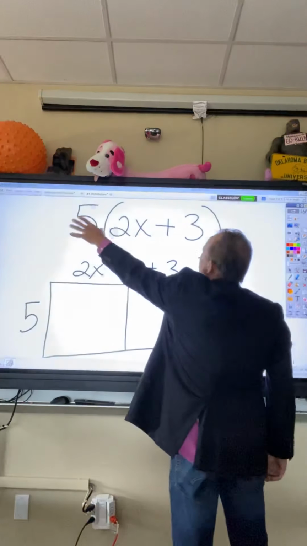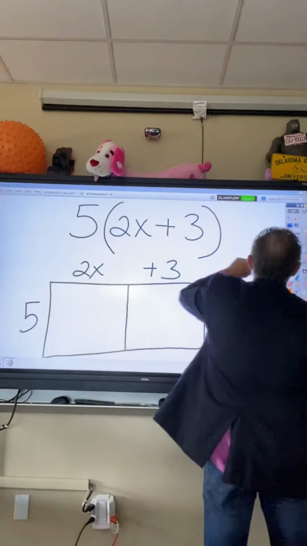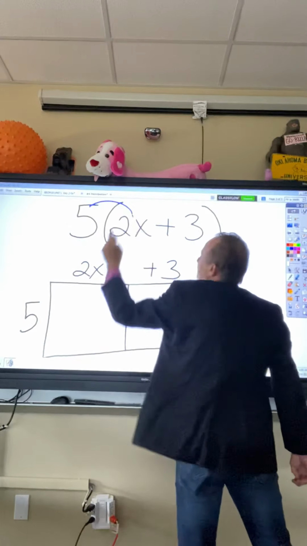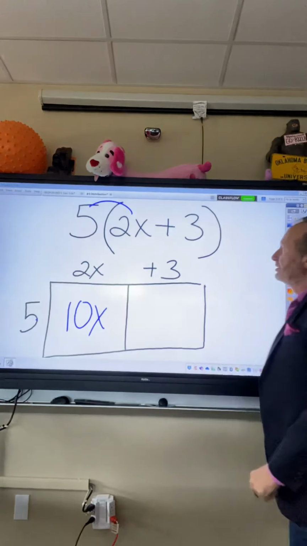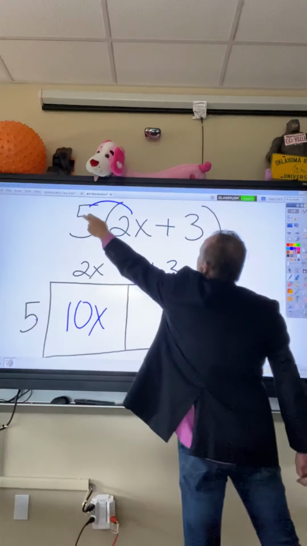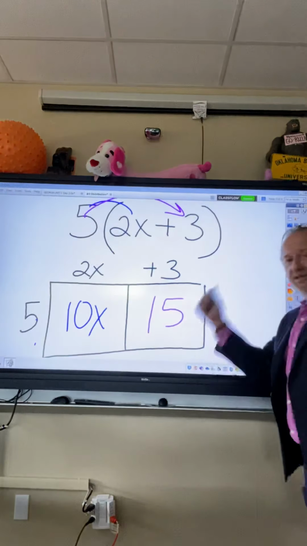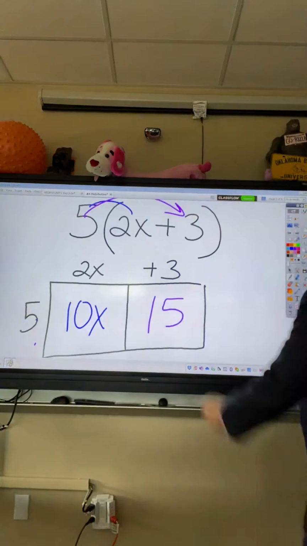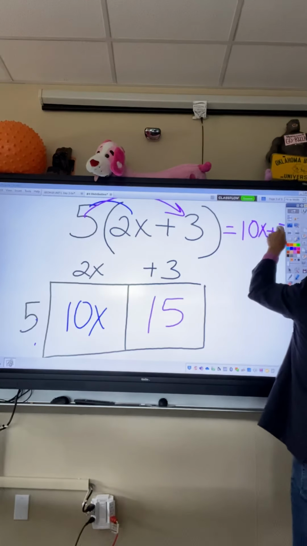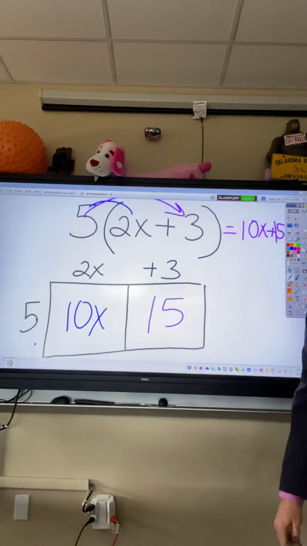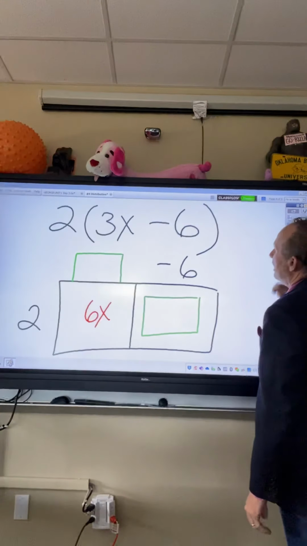All right, we have it written here as a distributive property, and we have it as algebra tiles. It's not too hard. Basically, 5 times 2x equals 10x. Okay, my second rainbow, 5 times 3 equals 15. Are we cool so far? So the answer would be 10x plus 15. Getting the hang of this distributive property? All right, cool.